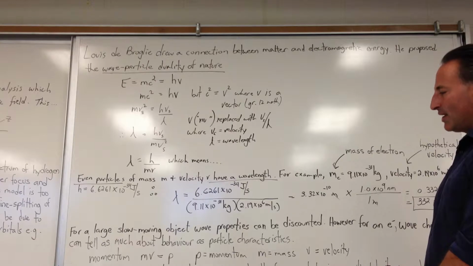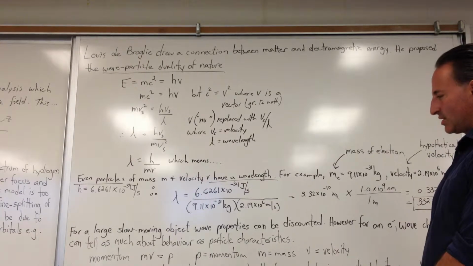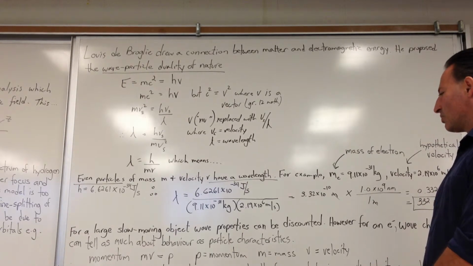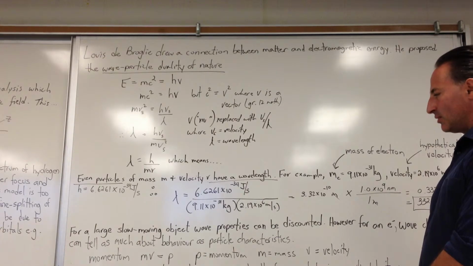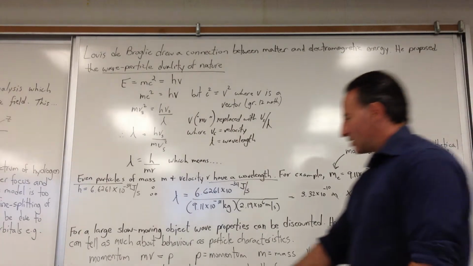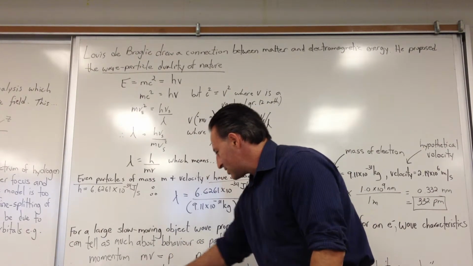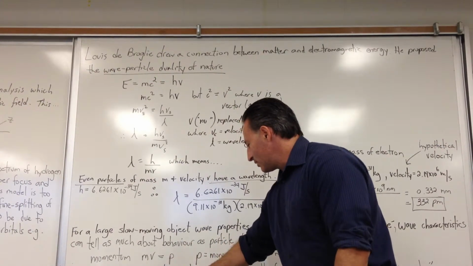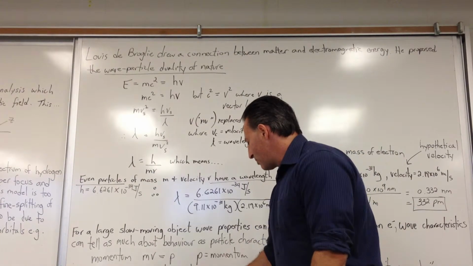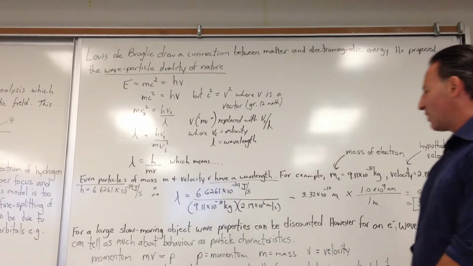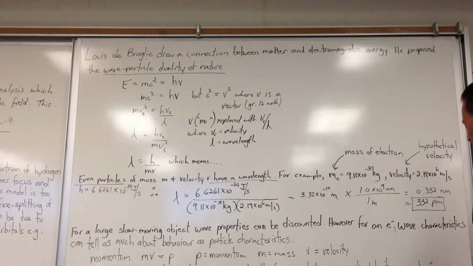We could point out that momentum, mass times velocity, is related to the wavelength of the particle, because lambda is equal to h over mv, and mv is equal to momentum, so lambda equals h over p. So the wavelength of any particle is inversely proportional to its momentum.